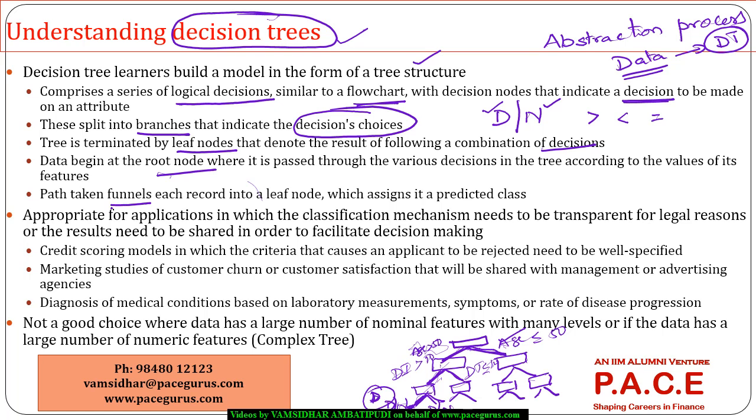So the path taken funnels each record into a leaf node. Every record will come up to this, either here or here or here or here, and based on it a class is assigned to it, saying whether the person will be defaulting or will not be defaulting. So this is how the decision tree learning algorithm is going to be built.